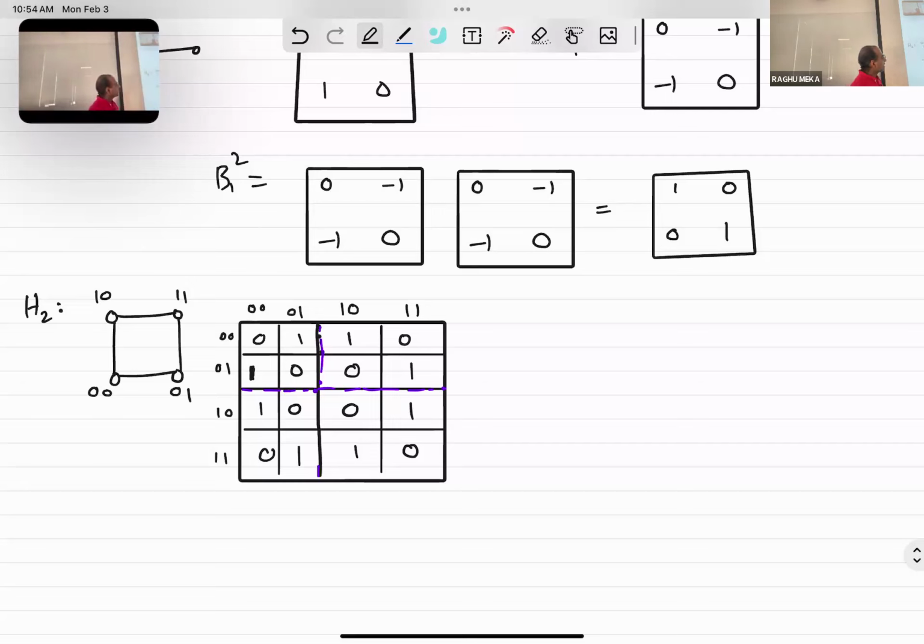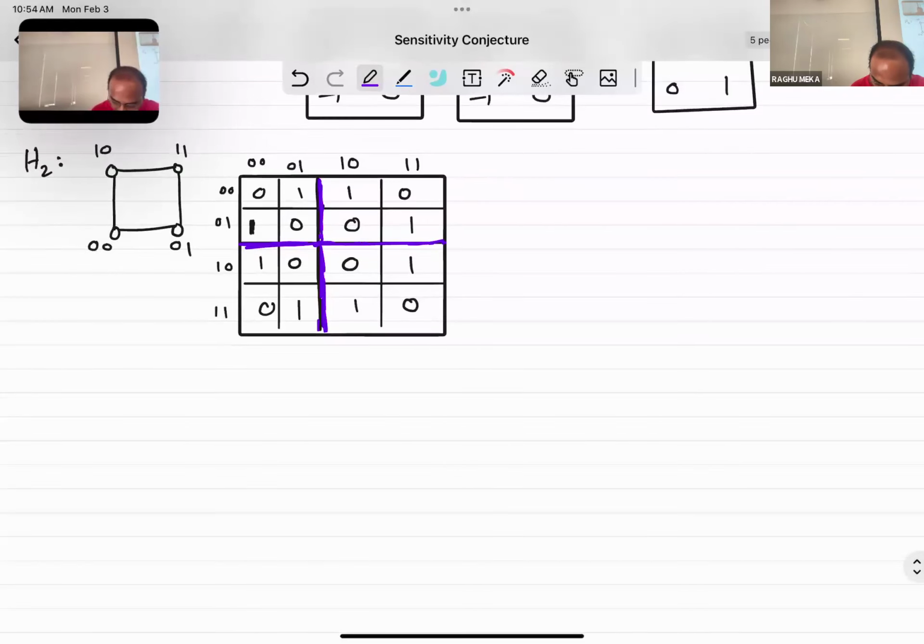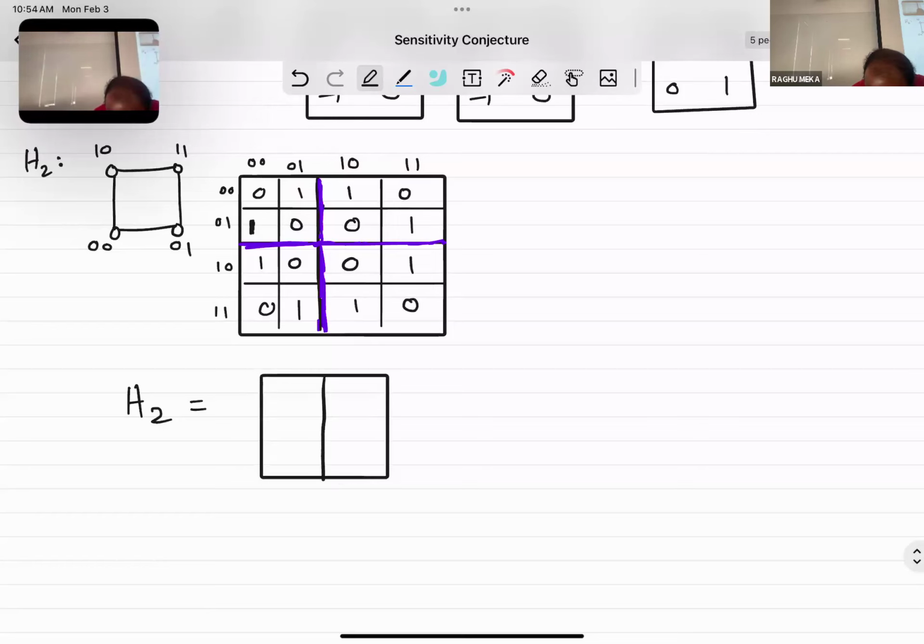So there is some pattern in this H2, when we think of it as a block matrix. I think of this as 4 blocks. The top left block is just H1. The bottom right block is H1. And those two off-diagonal blocks are identity matrices. So instead of writing down the exact entries, I can compactly write it out as this.